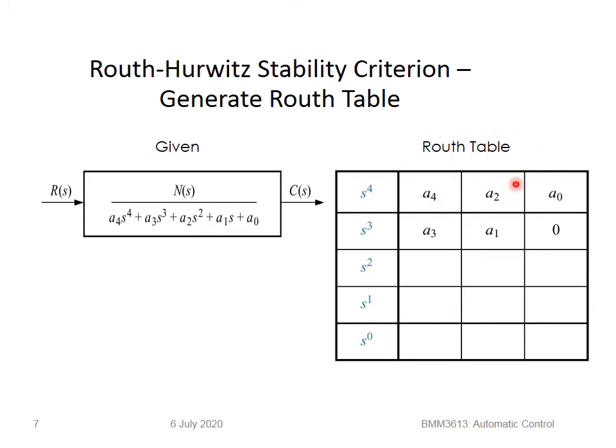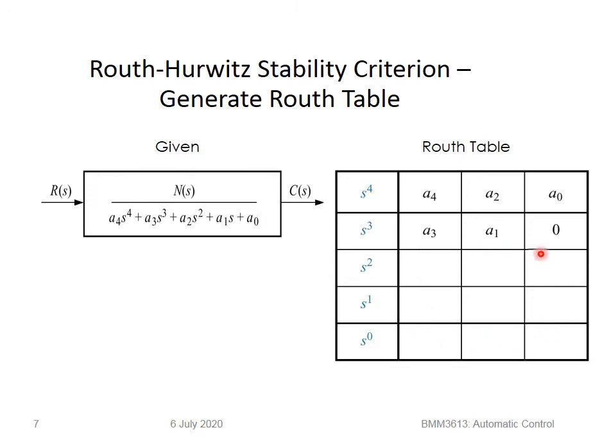To remember this, it's very simple. You start with a4, then you skip 1 and put a2, and then you skip another one and put a0. At the bottom, you put the power of this particular polynomial's order. S to the power 3 is a3, and then you skip 1, so you get a1, and then you skip 1, the next one will be nothing, so it's 0. These are the things that you need in order to begin your Routh-Hurwitz table.